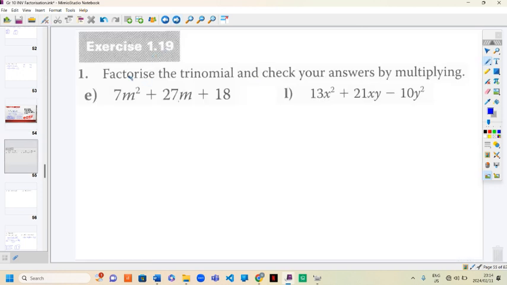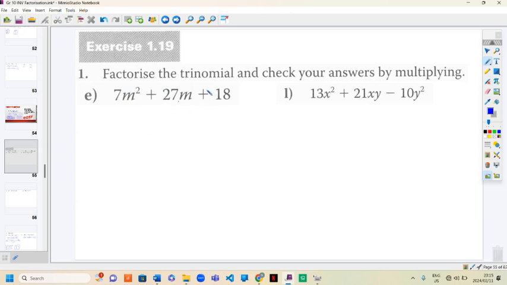Let's get into some examples here. Factorize a trinomial and check your answers by multiplying. Let's check here. I see over here I've got no common factors. Immediately I know there's no common factor because that's a 7. It's a prime number, so I'm not going to worry.